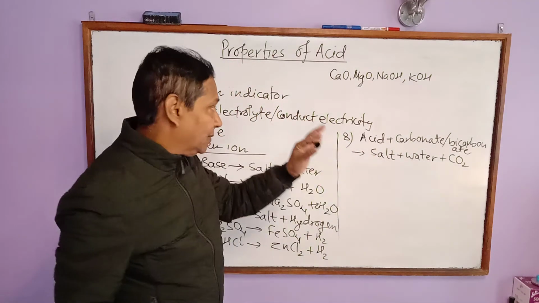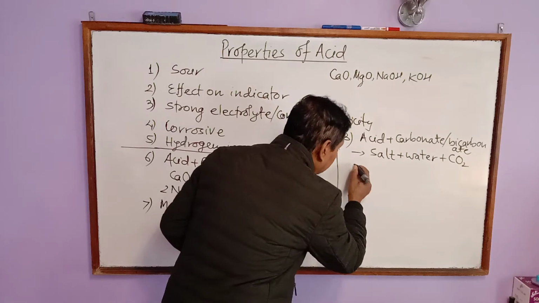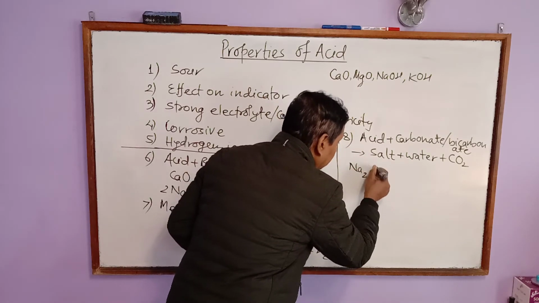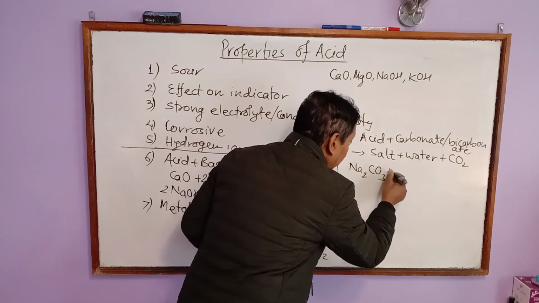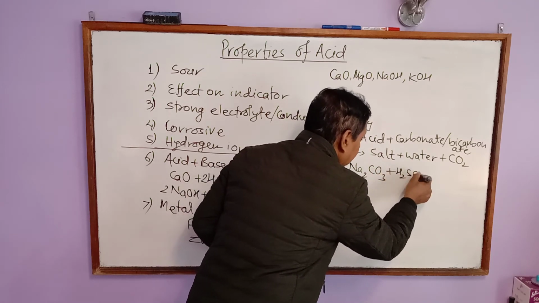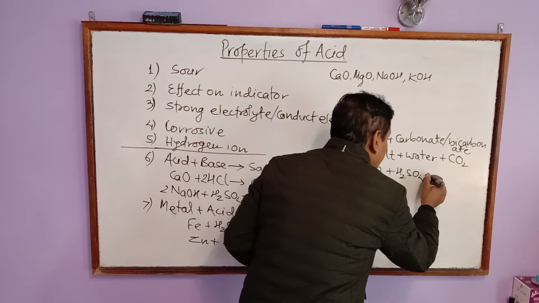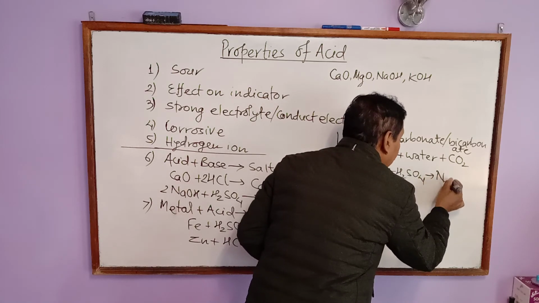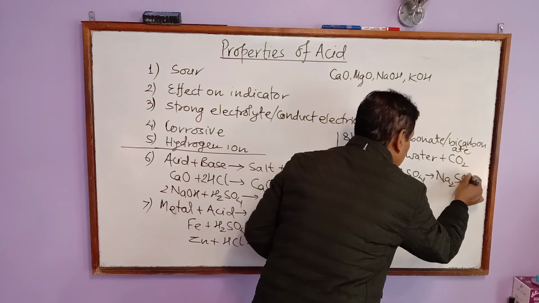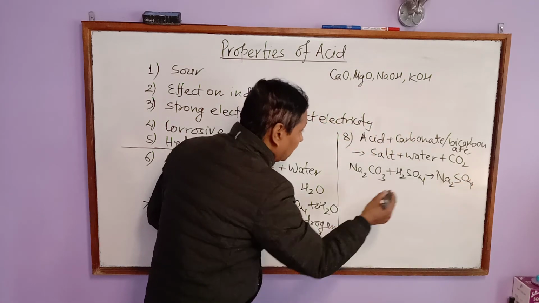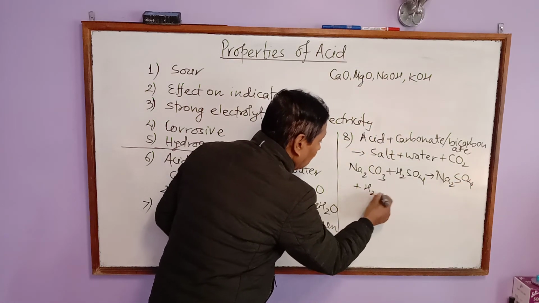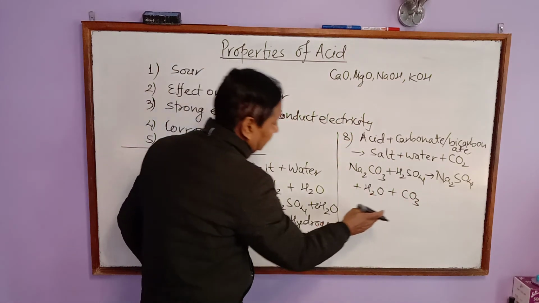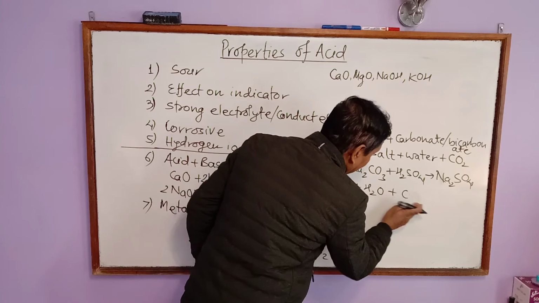We can take some examples. Just for example, look at this. When sodium carbonate reacts with sulfuric acid, then what is seen? Sodium sulfate forms. This is salt. Sodium sulfate forms along with water and carbon dioxide gas.